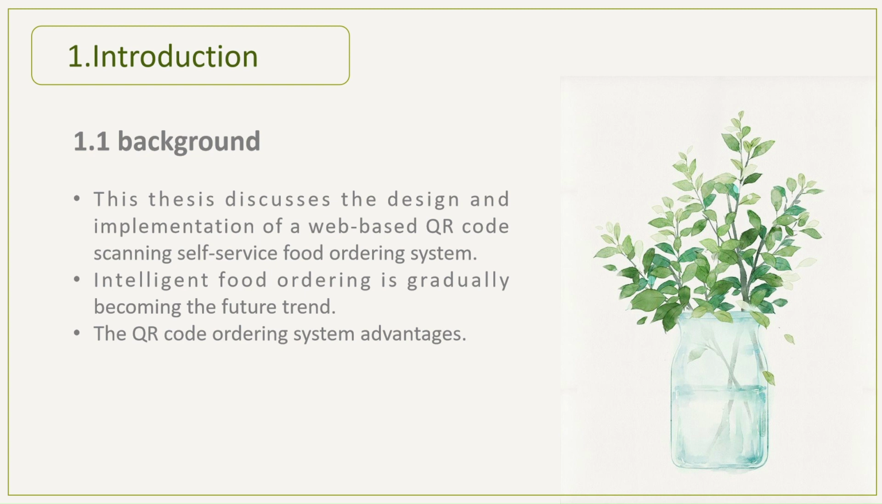The QR code ordering system meets the demand of customers to order food easily on a mobile phone, which reduces the waiting and querying time of customers in the peak dining period. In addition, the QR code ordering system also reduces the error rate of orders while speeding up the operational efficiency of the restaurant.